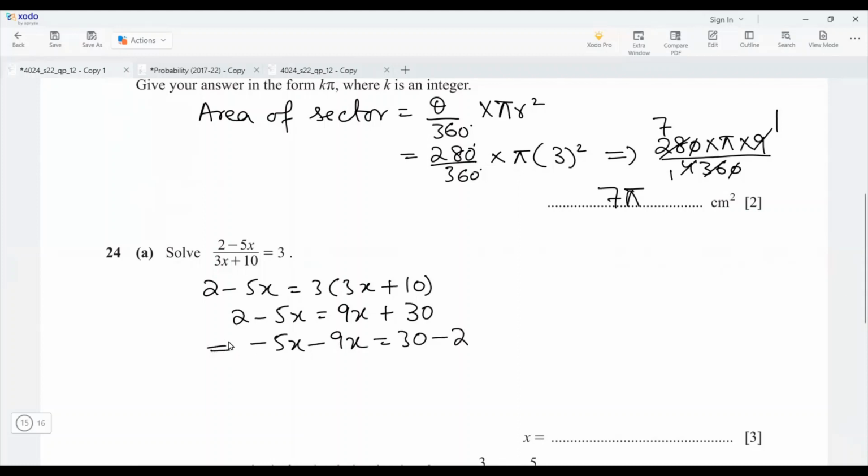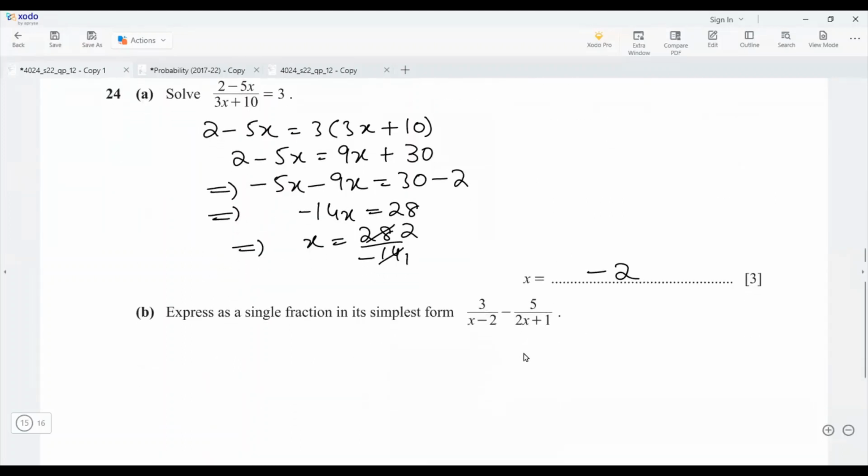What's the result of 30 minus 2? It is resulting in 28. And what about this? It is minus 14x. So minus 14 will be divided onto the other side. 28 by minus 14. 14 1 times 14, 14 2 times is 28, divided by minus 1 is minus 2, the answer for this question. So it's basically a simple linear equation question. It's not that hard. So I hope you understand this.